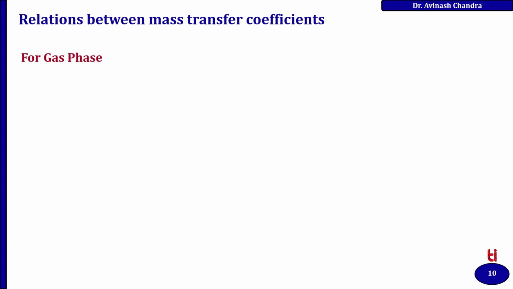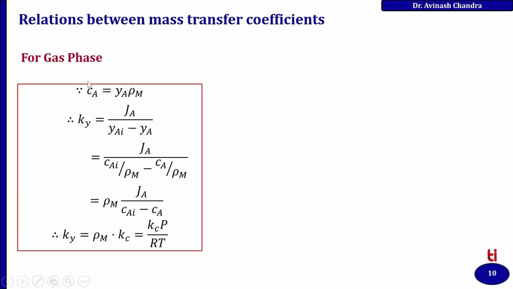So, the relation between mass transfer coefficients for gas phase: we know that concentration Ca equals Y into rho m, and we also know that Ky equals J upon delta Y. This is the flux, this is the concentration gradient, and this is the coefficient. So, putting the value of Y in terms of Ca into rho m, that is Cai upon rho m minus Ca upon rho m, by taking out this common value rho m, it equals rho m into J upon Cai minus Ca, and this term is termed as Kc.